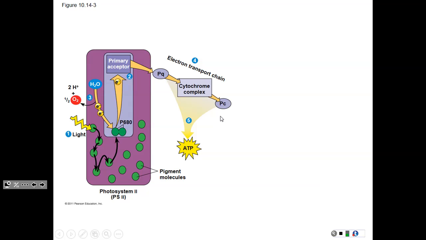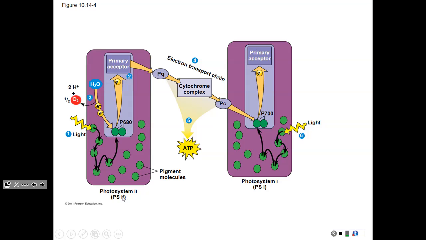But that's not the end of the story. You can tell this is photosystem 2. Since there's a photosystem 2, it kind of suggests there's a photosystem 1. If you've been thinking along those lines, you're right, because sure enough, there is another photosystem that can accept those high-energy electrons, because they're still pretty high energy, even after being used to set up that proton gradient.